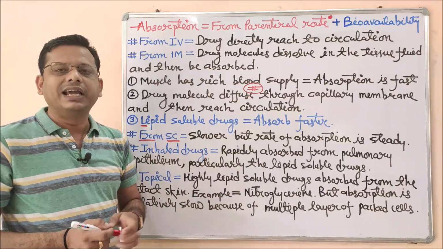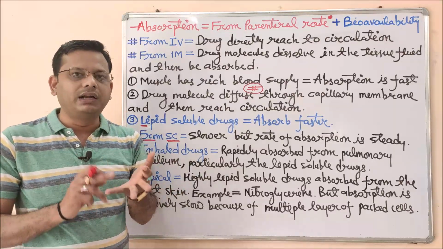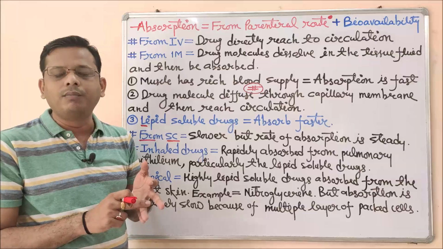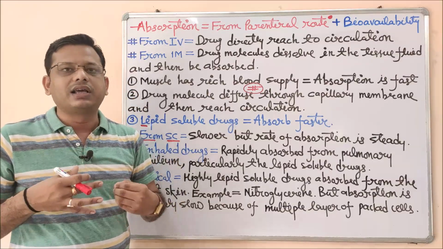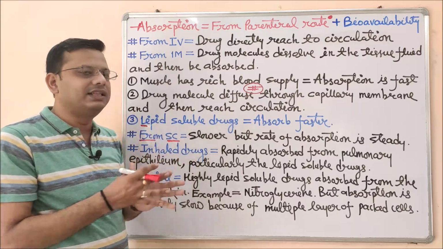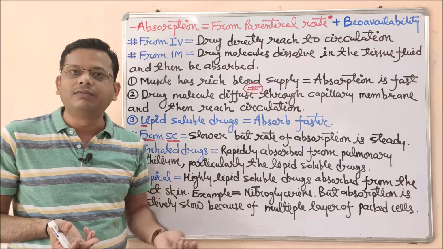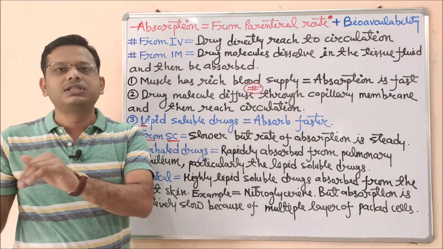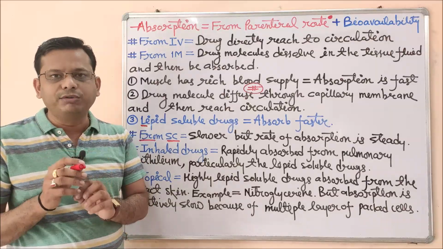In case of inhalation, what is happening here? Someone is inhaling a drug, which should be either lipid soluble or in a volatile form, so that the drug goes through respiration and directly reaches the lungs. There are so many pulmonary cells inside the lung, and the drug gets absorbed. Because of the pulmonary alveoli, the drug will reach the systemic circulation at a much faster rate as compared to other routes of drug administration.